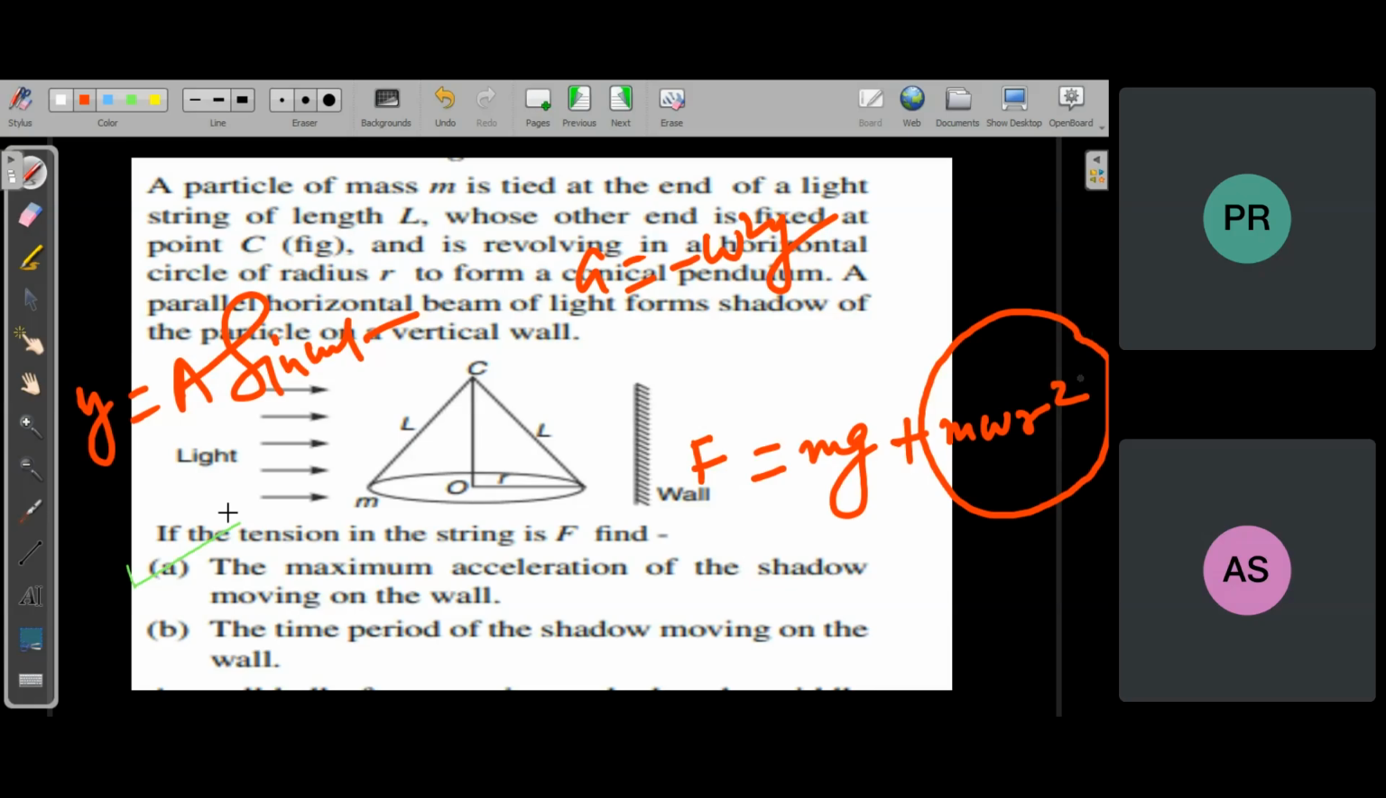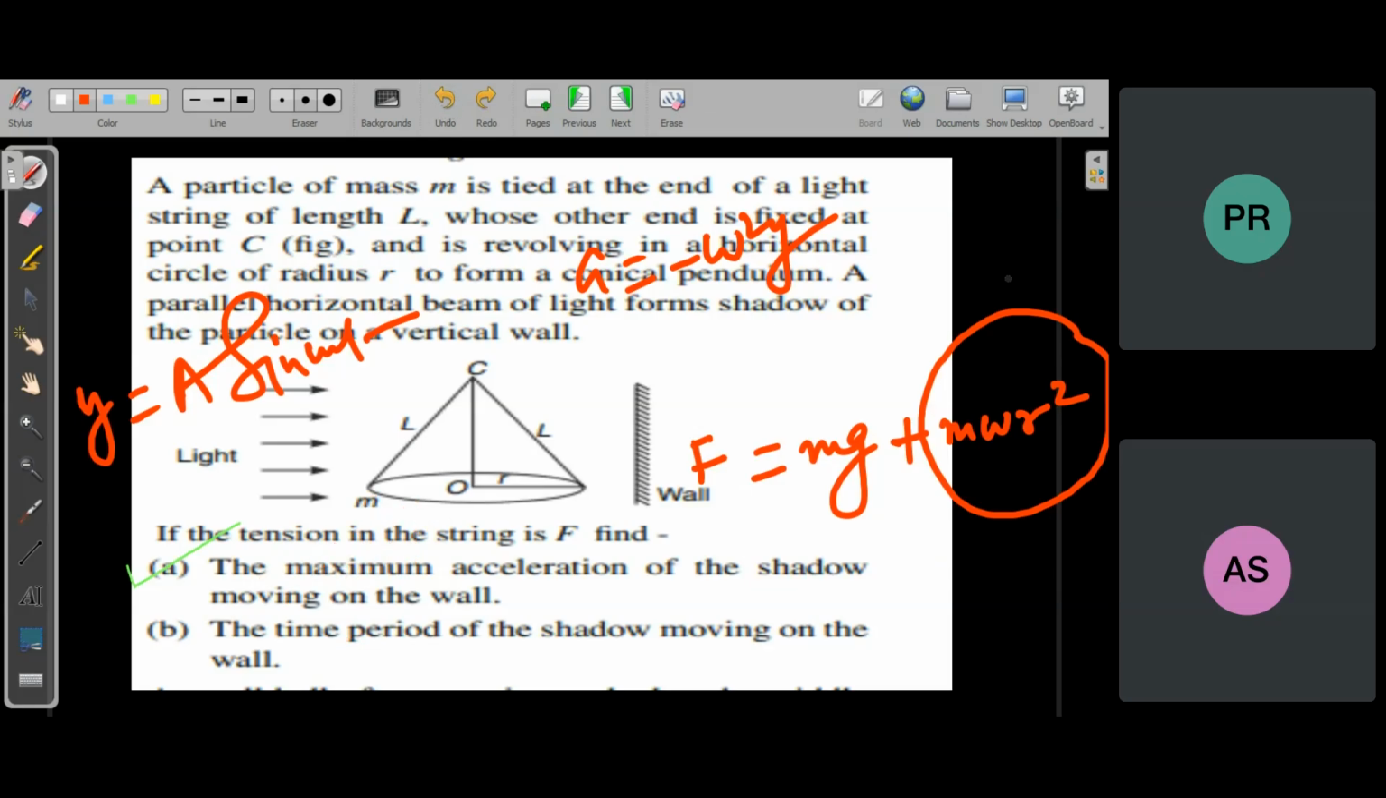We can say this is the force acting toward the center, m omega square r, and F is the force acting as centrifugal force. Centrifugal is m omega square r. Yes, sir. And m omega square r plus mg equals F, no, sir. You are saying m omega r square; that's m omega square r.